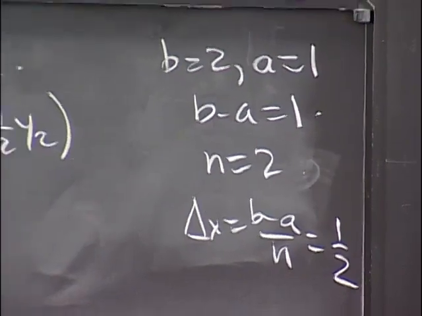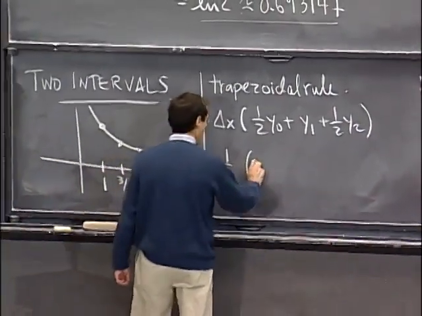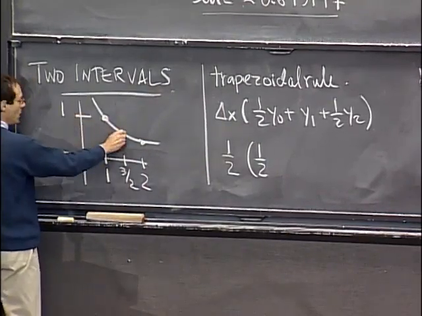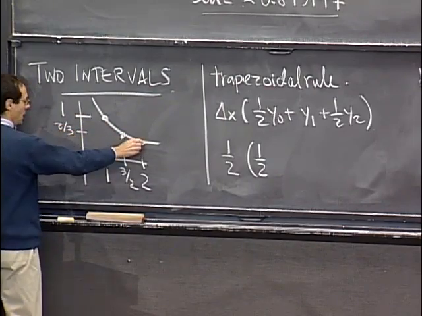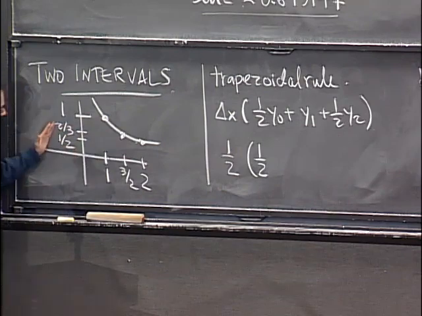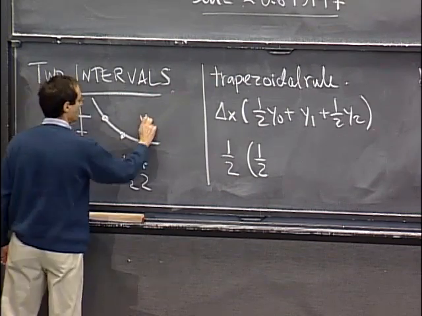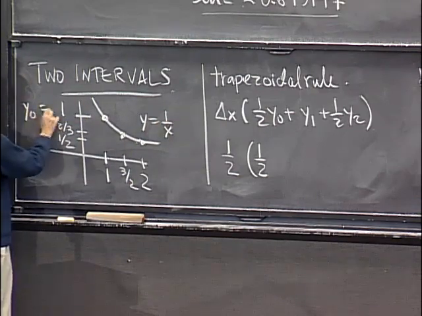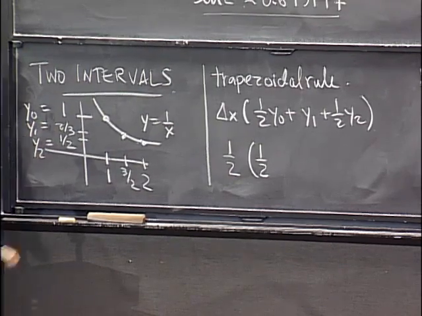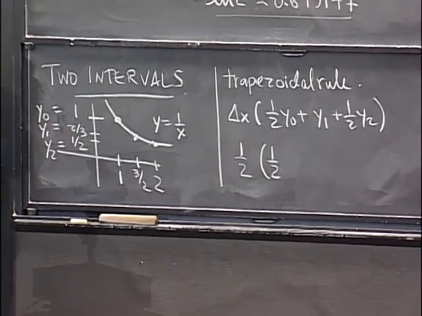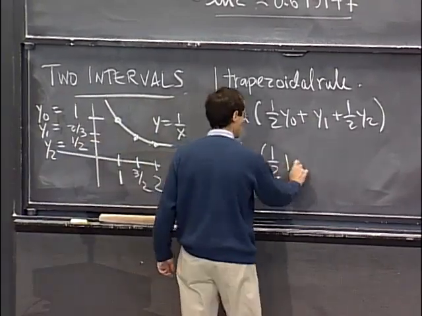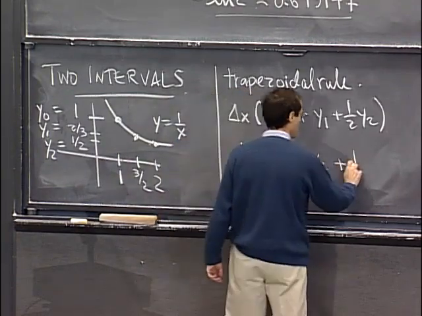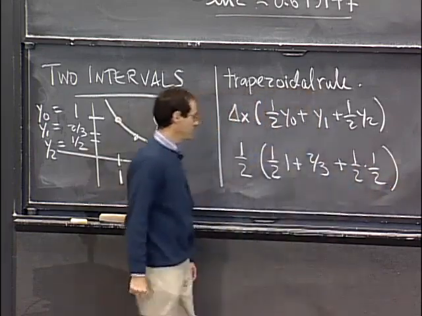So here's what we get, and let's just see what this number is. It's a half of the value here. Well, let's just check what these values are. This value is 1. This value over here is 2/3, and the last value is a half. Because the function, of course, was y equals 1 over x, and those were the 3 values that we have. So y0, this one is y0, this one is y1, and this one is y2. So here we have a half times 1 plus 2/3 plus a half times a half.